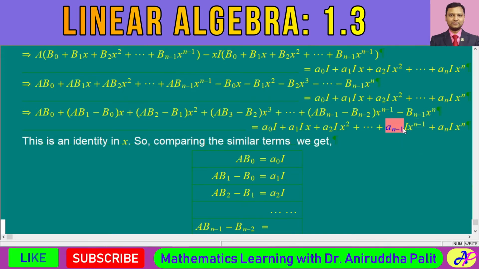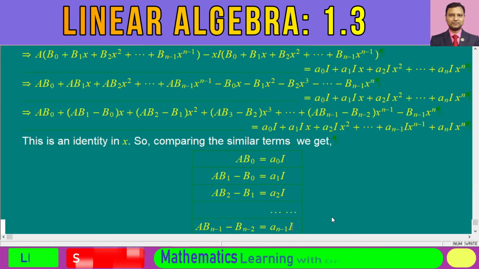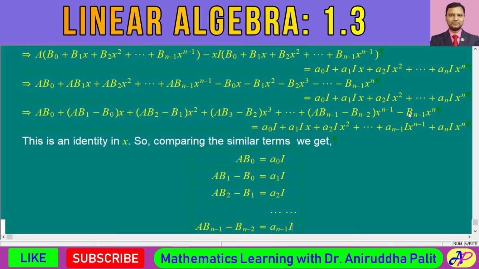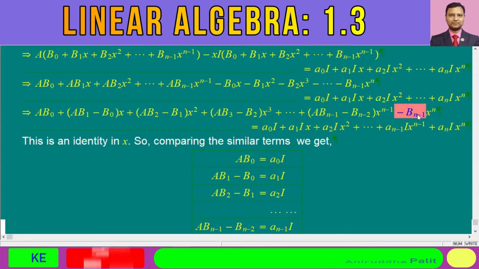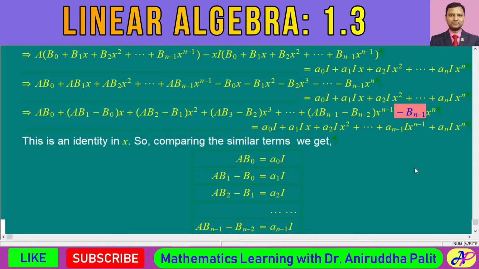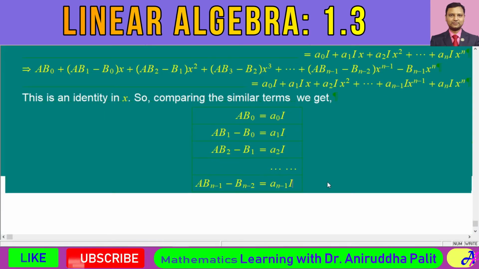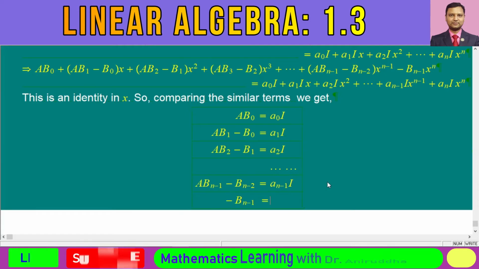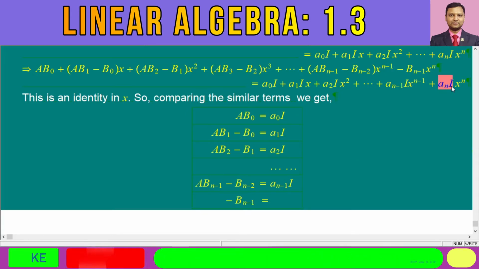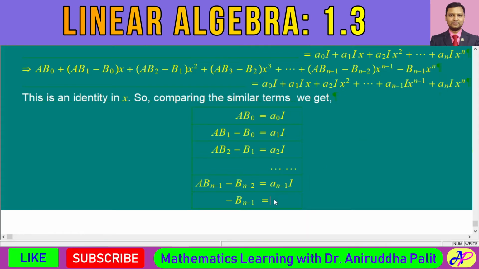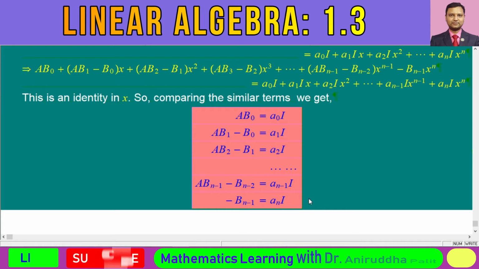So therefore, let me copy this right hand side, and that would be a_{n-1}. And the last term is an exceptional case. The last term is minus B_n, which is equal to this a_n into I. Okay, so this many relations we have.